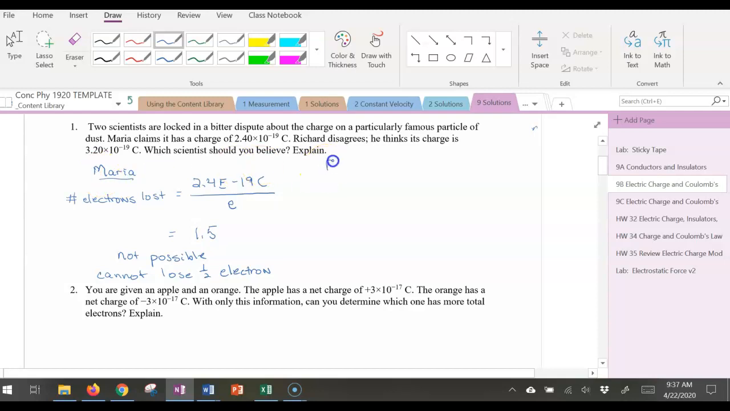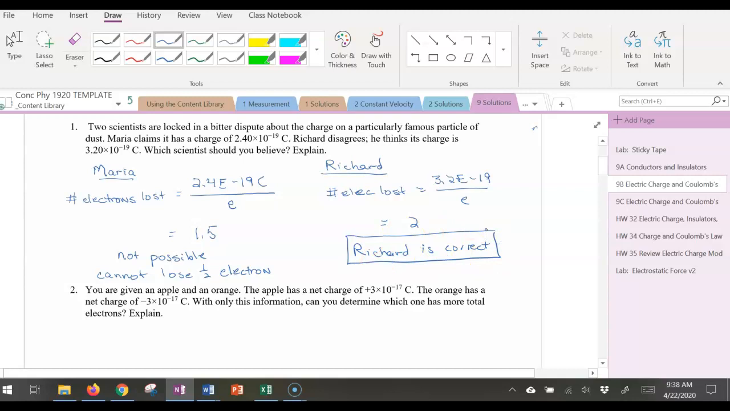Okay, let's go see if Richard's claim makes more sense. So he thinks that the number of electrons lost is 3.2 times 10 to the negative 19th divided by the elementary charge. Oh, and we get 2. So that is possible. So Richard is most likely correct here.